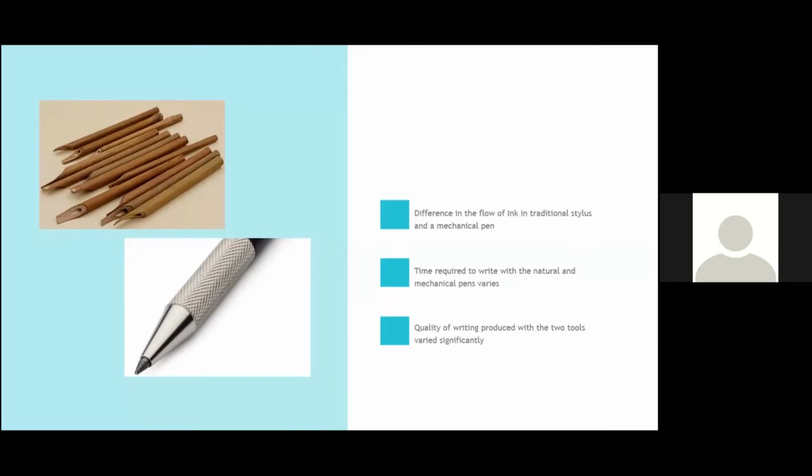So for the study of the tools, I did a bit of research and study on naturally made stylus in some parts of Bihar and Uttar Pradesh that were primitively used in the past as a writing tool. It is called Sarkanda.